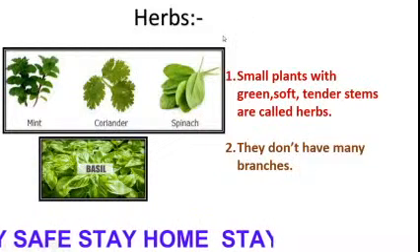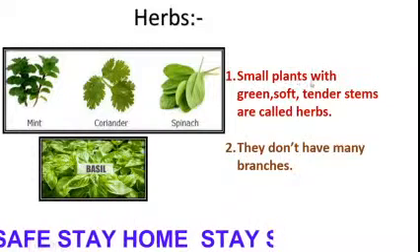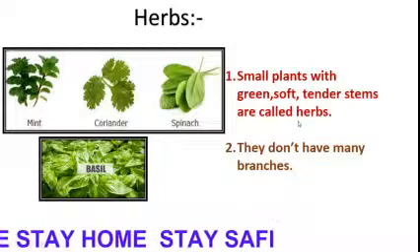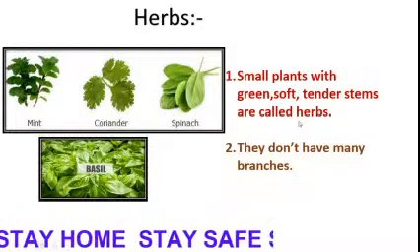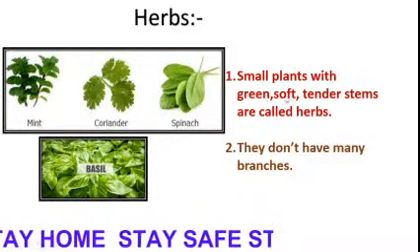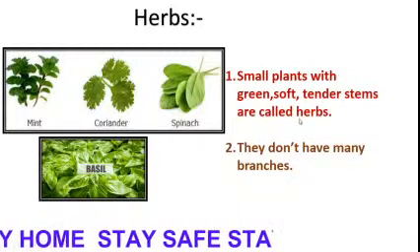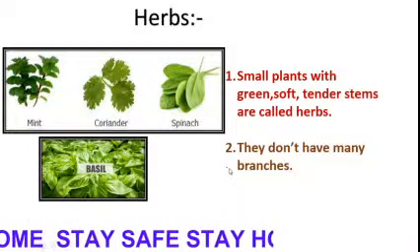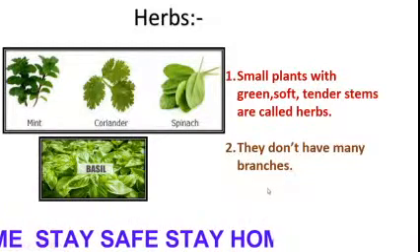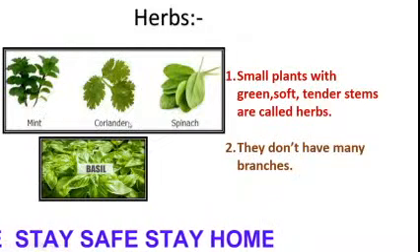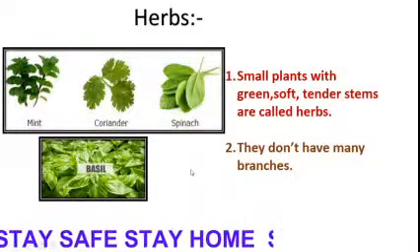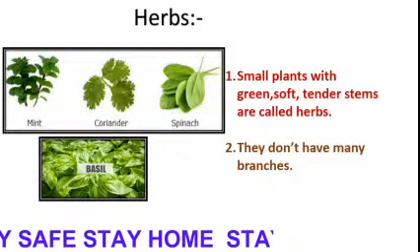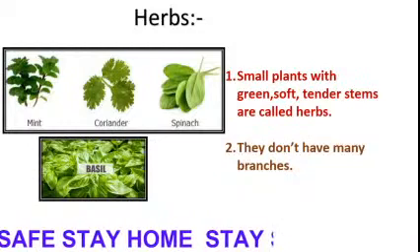Now let's see the characteristics of herbs. Small plants with green, soft, tender stems are called herbs. They don't have many branches. Keep in mind, dear students, herbs don't have many branches. For example, mint, coriander, spinach and basil. Take the example of the tulsi, which all of you have at your home.